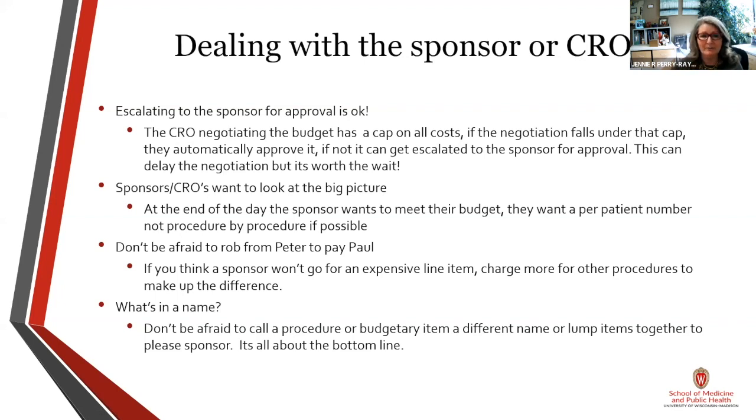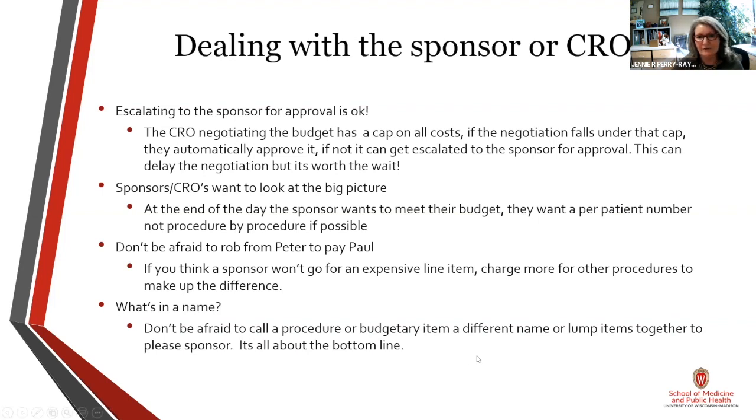Don't be afraid to rob from Peter to pay Paul. If you think that a sponsor won't go for an expensive line item, charge more for other procedures. That's where you want to do what I said previously, which is get that per patient number. Sometimes they're going to say, well, we're not going to pay that much for this, but they will pay a lot more for something else. So it doesn't matter as long as you're going to make what you need at the end.